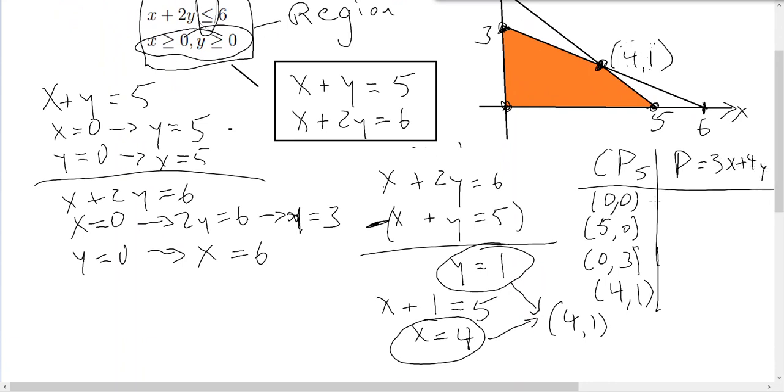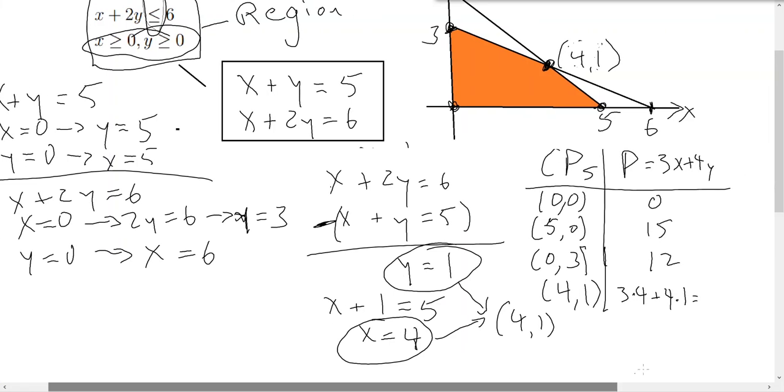So you plug in the origin, of course you get 0. You plug in 5, 0 to P, you get 15, because 3 times 5 is 15, and the 0 cancels the other term. You plug in 0, 3, you get 12. You plug in 4, 1, you get what? 3 times 4 plus 4 times 1, which is 12 plus 4 is 16.